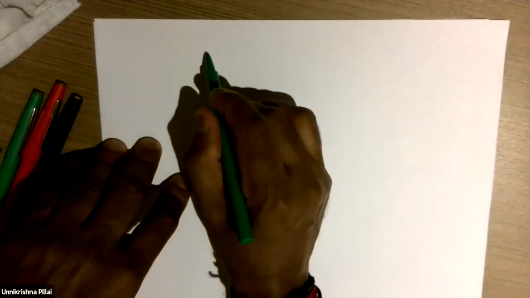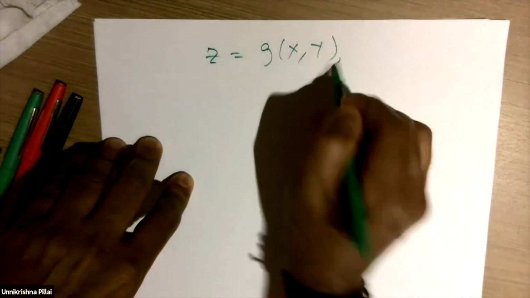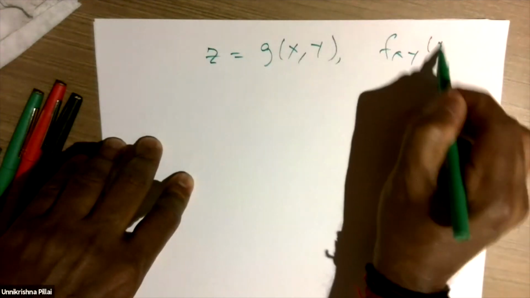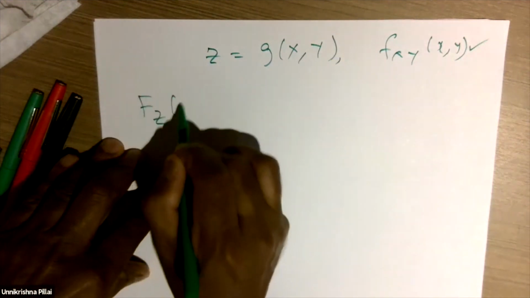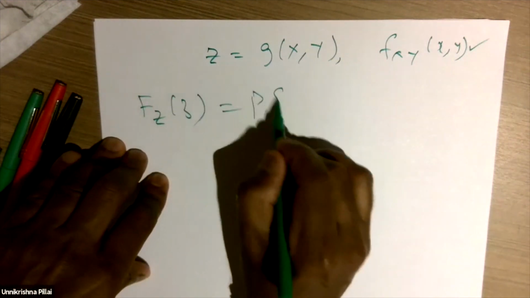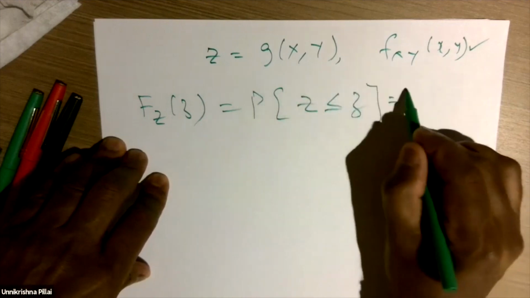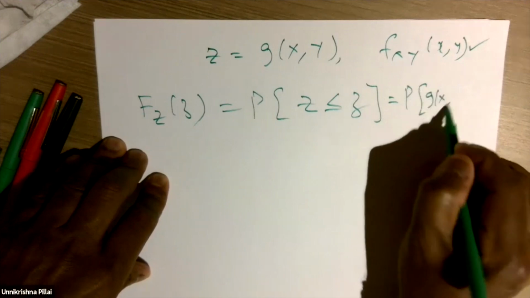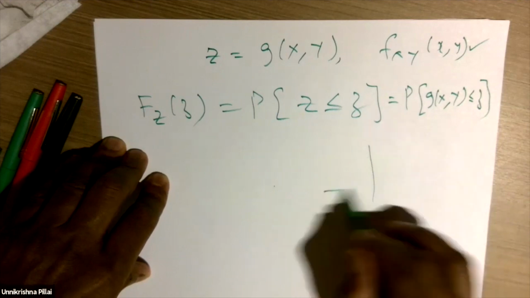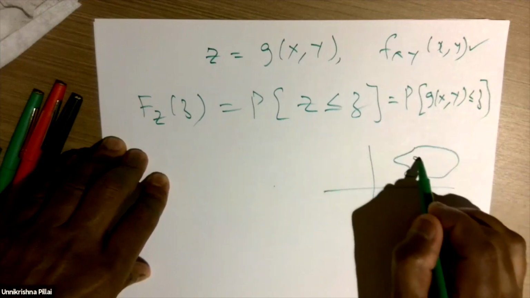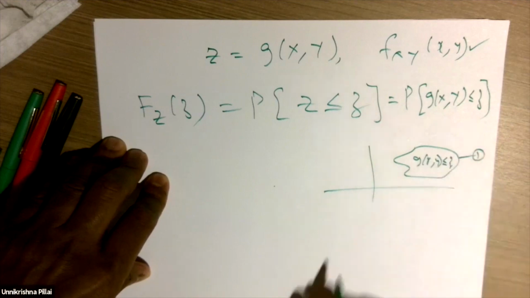So if I'm given Z equal to g(x,y), so remember one random variable, and of course we are given the joint density function, this is given. So I'm going to start with the distribution function of Z. That's by definition probability of Z less than or equal to z. Z is given to be g(x,y) less than or equal to z. So you can say this is the region where g(x,y) is less than or equal to z. So you need to find out, this is your first step.